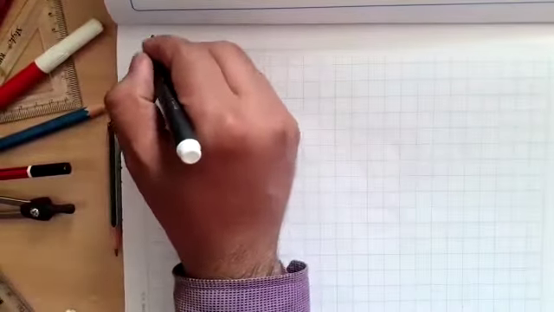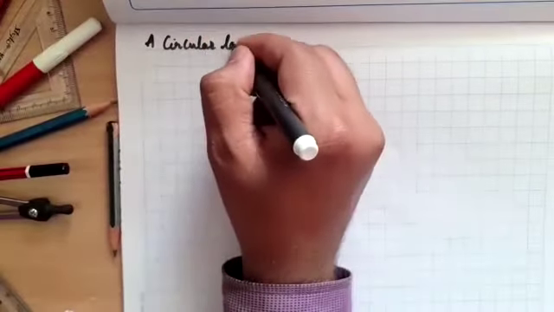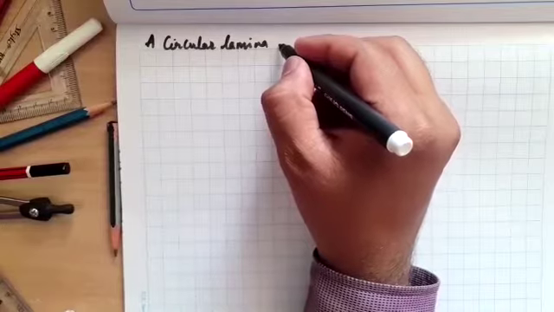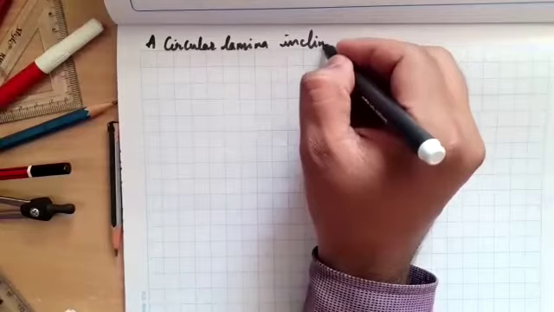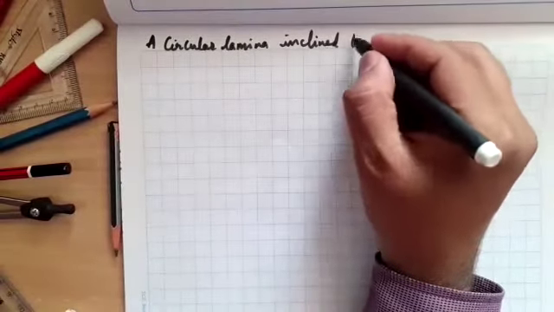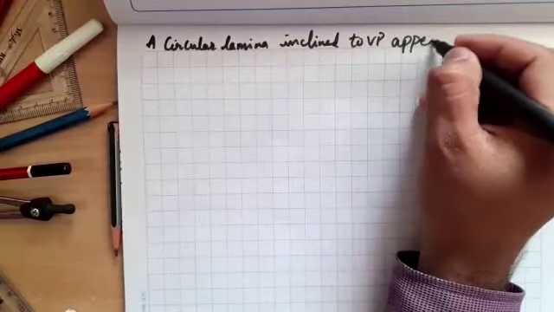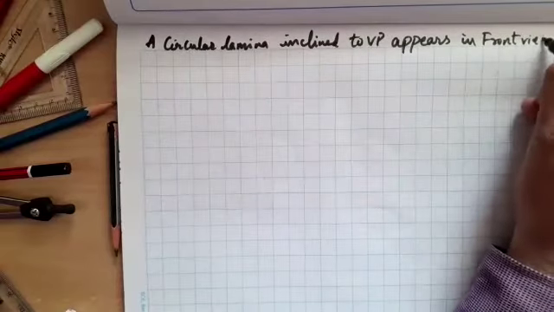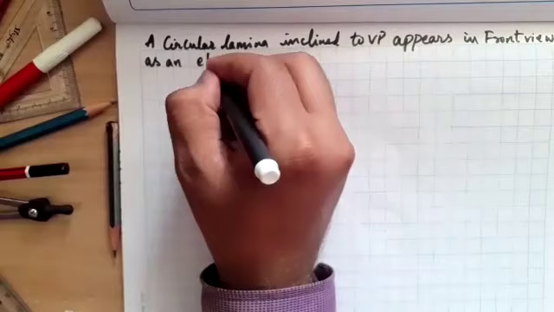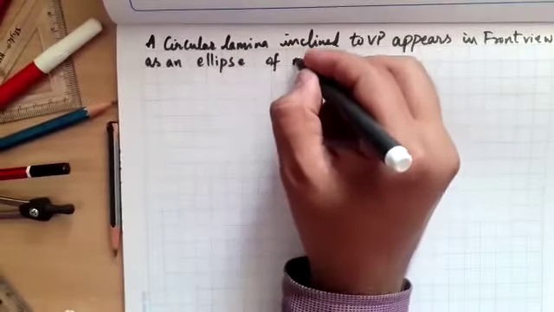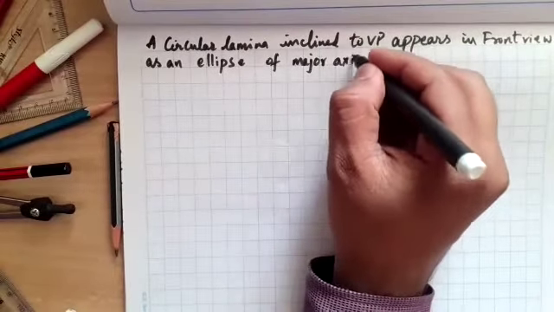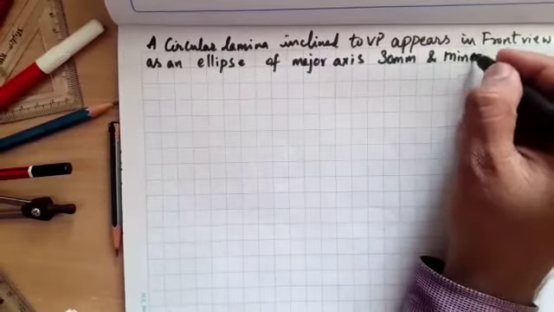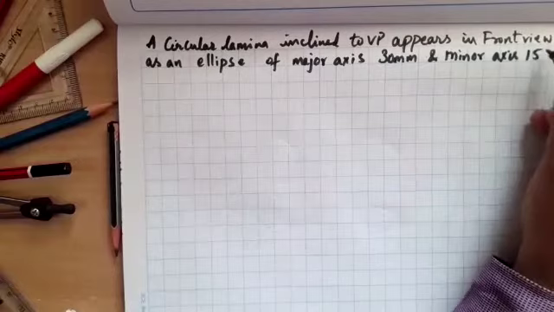Next, write down the next problem. A circular lamina inclined to VP appears in front view as an ellipse of major axis 30 mm and minor axis 15 mm.